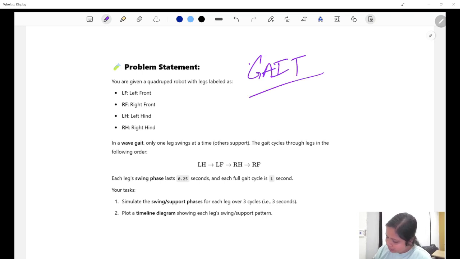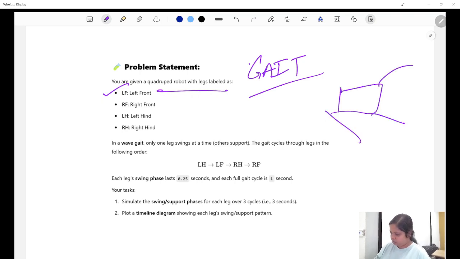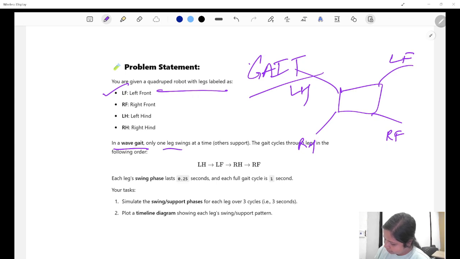Okay, so let's say you are given a quadruped. If I say this to be a quadruped, this is your front right, this is your left front, this is your right hind, and this is your left hind. In a wave gait, only one leg swings at a time. The others support. The gait cycles through legs in the following order.